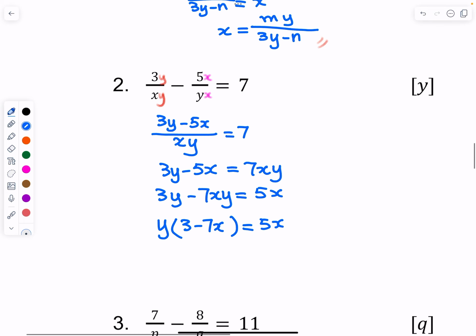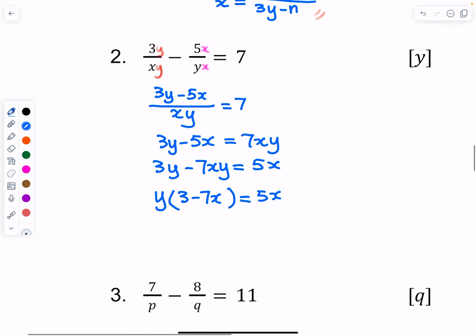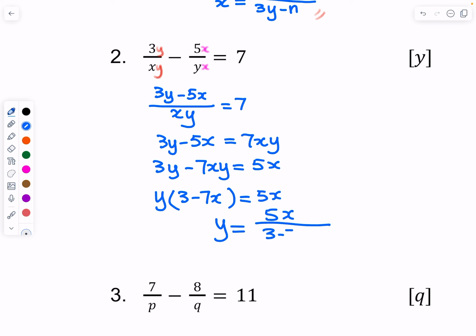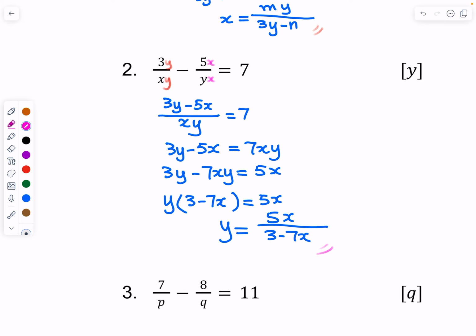So bracket basically means multiply. If I also don't need this because I only need y, move to the other side by dividing 5x over 3 minus 7x. And if the y is alone, totally alone, then you end the question. So easy, right? So make sure you know the questions. It will be really helpful for your DSEs.